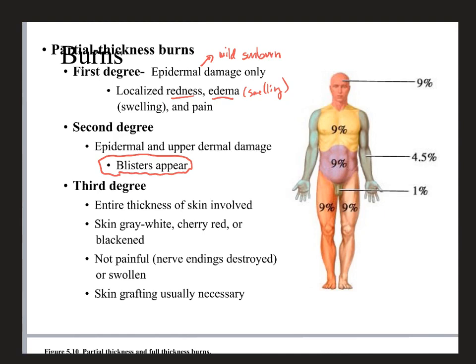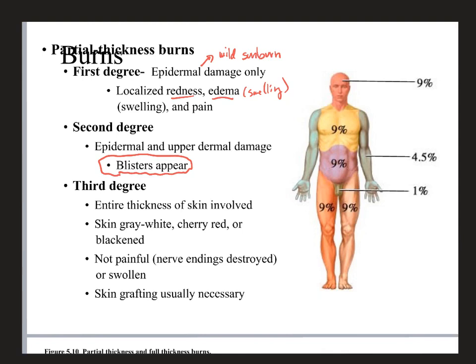The skin in this case can appear gray-white, cherry red, or even blackened, right? Electrical burns are typically third degree, and they will blacken the skin around them. At this point there's no blistering because the skin has been burned away, and it's not painful because the nerve endings present within the dermis are destroyed. It's not swollen because the skin is damaged in such a way that it's not doing so.